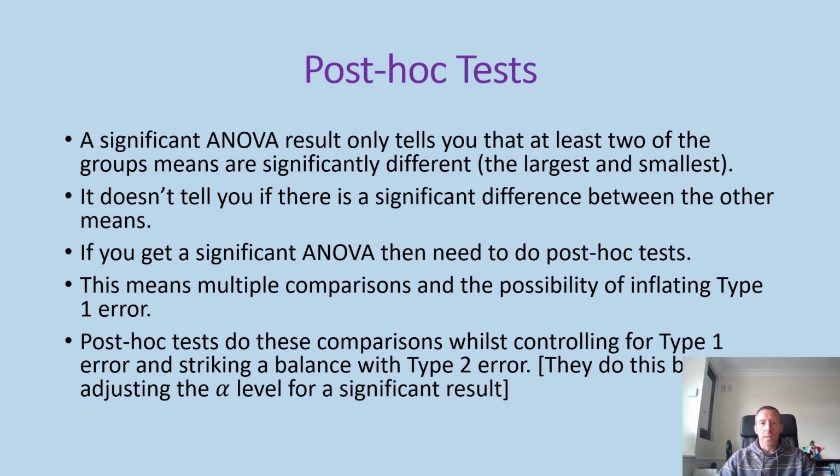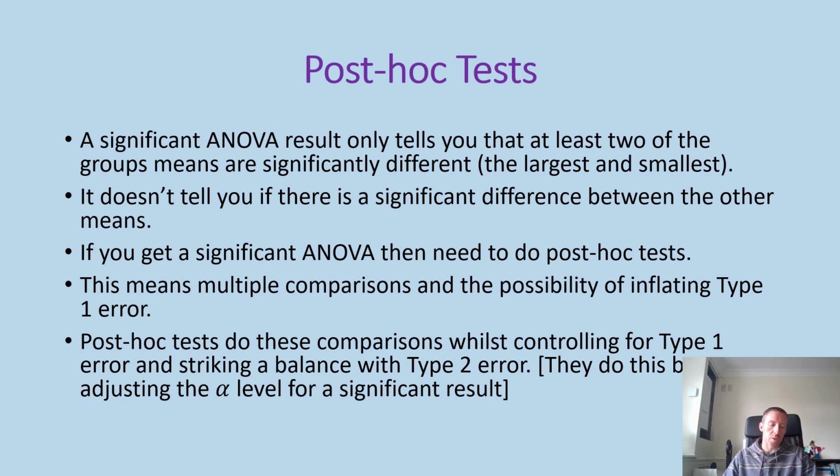Okay. So we need some way to assess where the significant differences are, which groups are significantly different to which in our three or more groups. To do that, you do post hoc tests. This means multiple comparisons and the possibility of inflating type 1 error. Post hoc tests, thankfully, do these comparisons for us whilst trying to strike a balance between type 1 and type 2 error. They do it by adjusting the alpha level for a significant result.